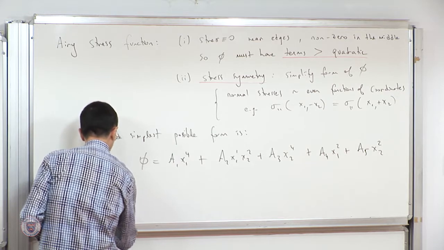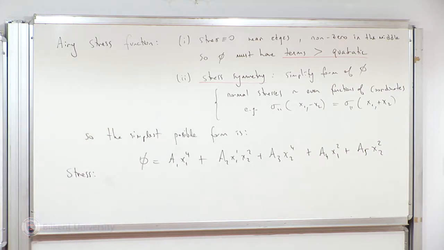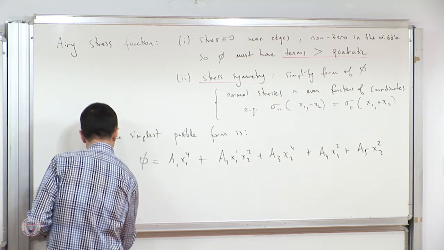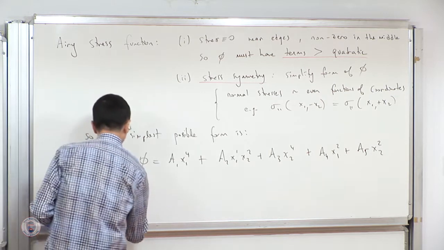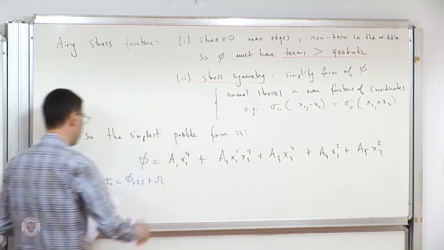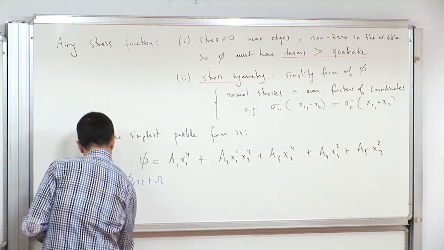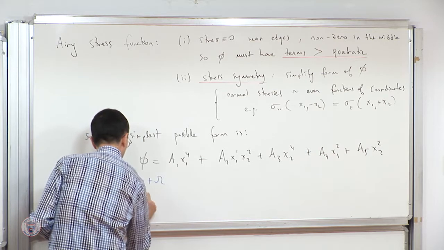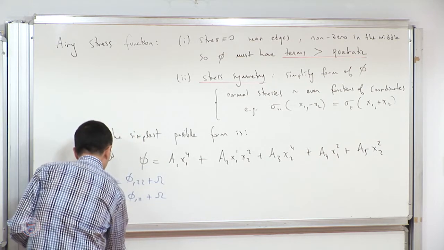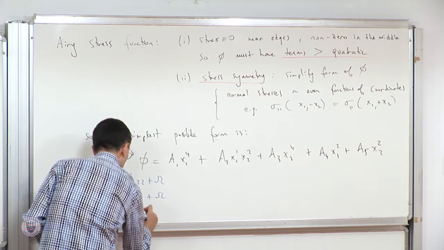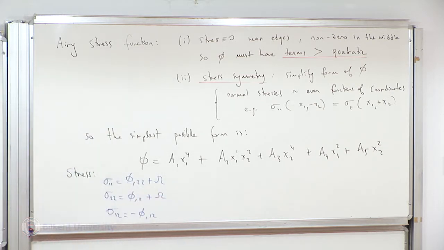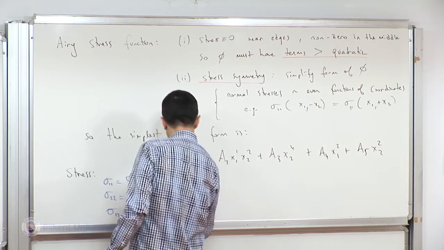So first, I can calculate sigma 11. Let me do this with a different color so it stands out, it's a little bit cluttered. So sigma 11 is equal to, again, this is nothing to memorize or remember, but we need to understand individual terms and how they eventually contribute. So that's the expression for sigma 11. Sigma 22 is phi comma 11 plus omega, and sigma 12 is minus phi comma 12. Okay? So those were the expressions for the stress components that we proposed last time.